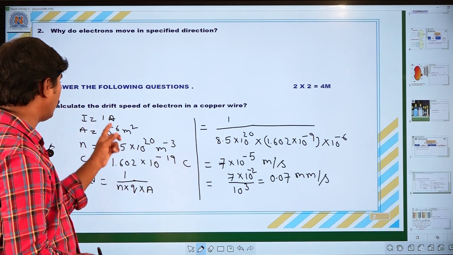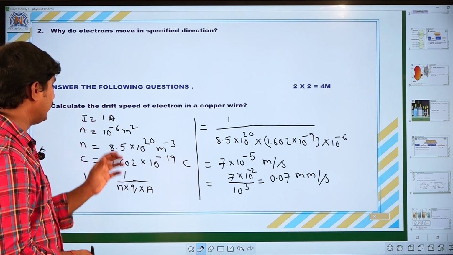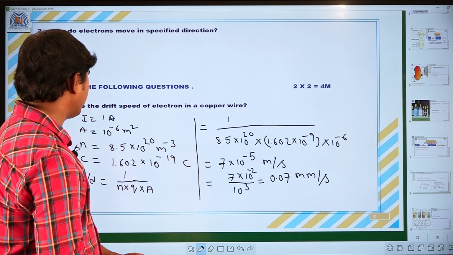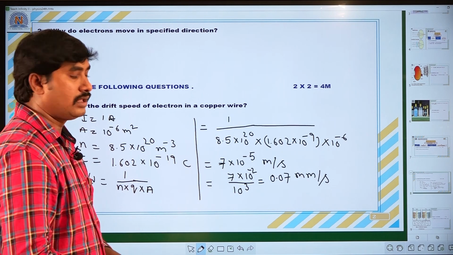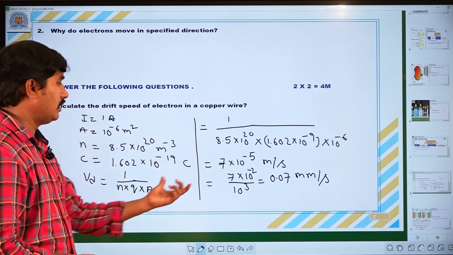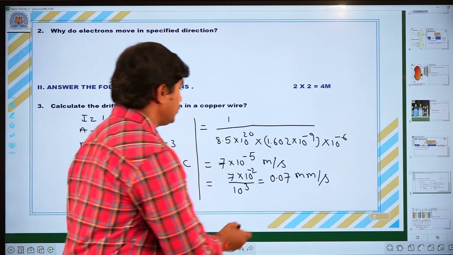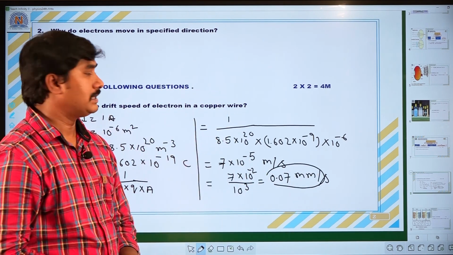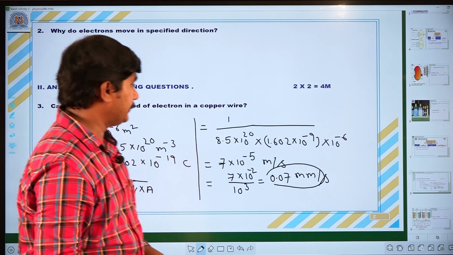Here you have taken current as 1 ampere, the area as 10 power of minus 6, the density as 8.5 into 10 power of 20, and the charge. So, these are all the values used in this formula. Finally, you get the drift speed as 0.07 millimeter per second. So, that is the answer for question number 3.